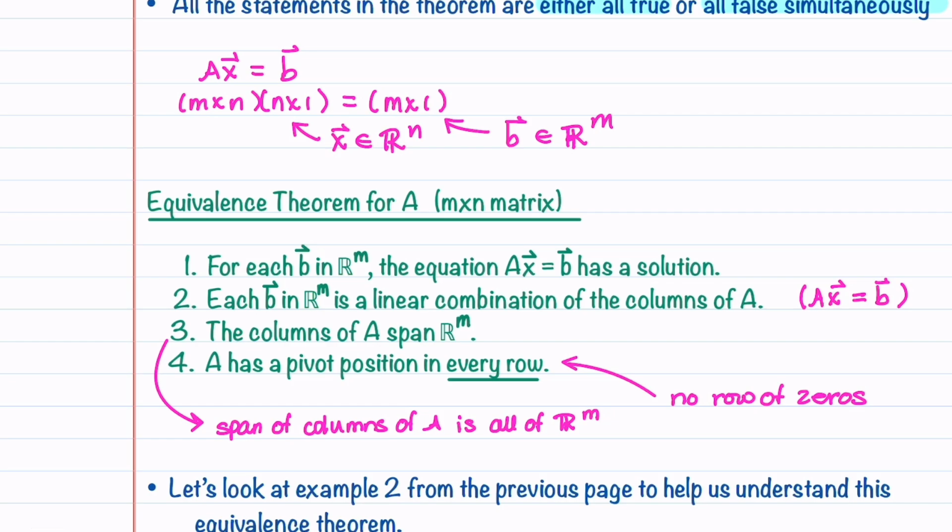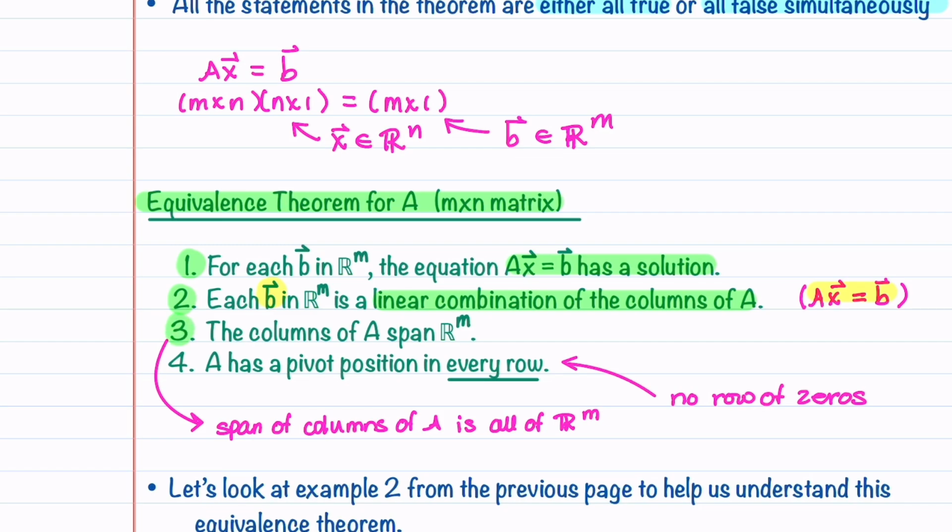Let's now go over the 4 statements in our equivalence theorem. Our first statement says that for each B in Rm, the equation AX is equal to B has a solution. If this statement is true, then our next 3 statements are also true. Statement 2 says that each B in Rm is a linear combination of the columns of A. This means that B can be written as A times X.